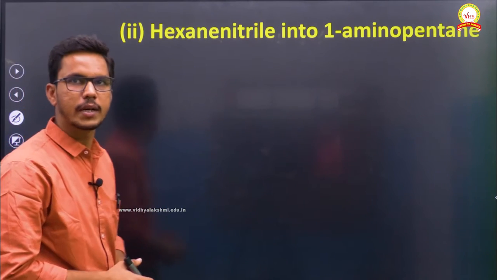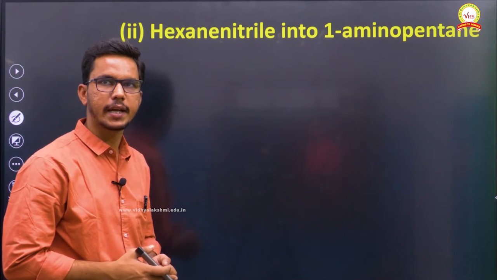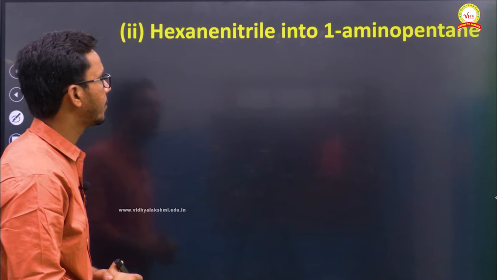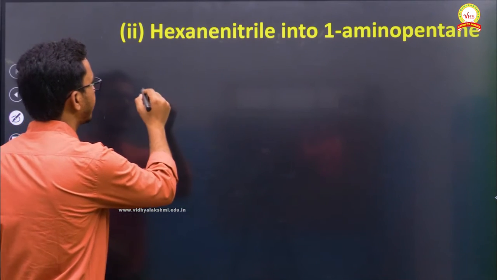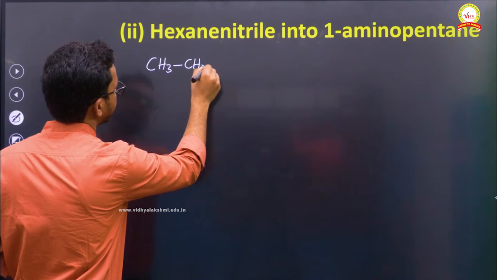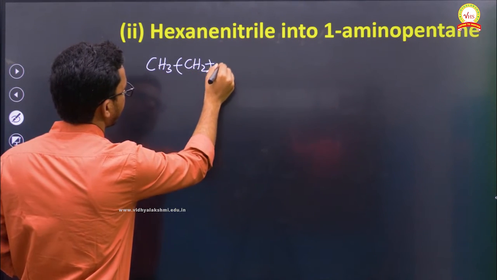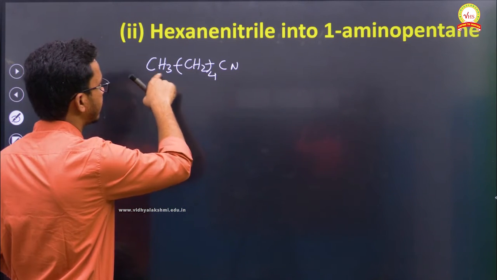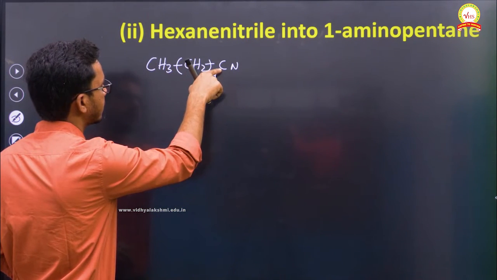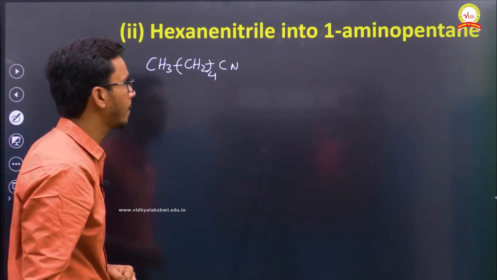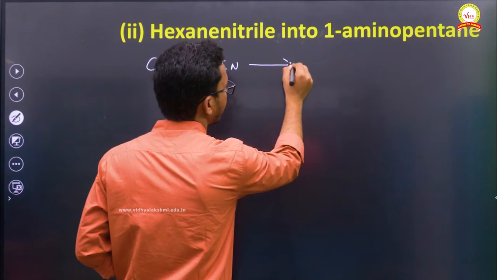Now let us see the next conversion, that is hexane nitrile into 1-aminopentane. How can you convert hexane nitrile into 1-aminopentane? Let me take the reactant here, that is CH3CH2 taken 4 times and Cl. Why I am taking this here is that here 1 carbon is there, here altogether 4 carbons, that is 5 carbons, and one more carbon, the 6th carbon, from the cyanide. This one should be turned into 1-aminopentane.